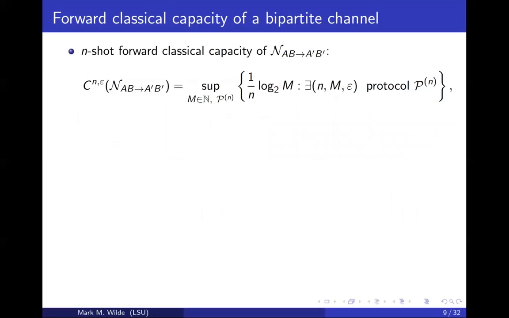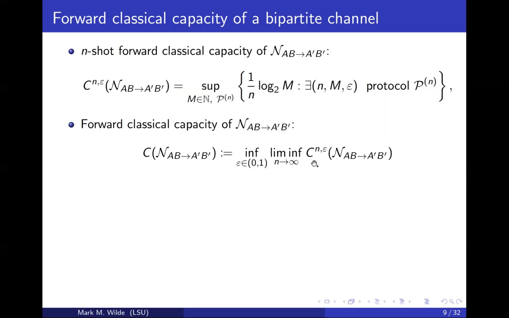And then we can define the capacities in a similar way as we did for the unassisted capacity. So first we have the n-shot forward classical capacity of the bipartite channel. And that is the maximum number. So it's a function of the number of channel uses, the error probability epsilon, and the channel itself. So subject to those constraints, you simply try to maximize the number of bits you can send through the channel in the forward way, such that there exists an (n, M, epsilon) protocol of the form we talked about on the previous slide. So that's the n-shot capacity.